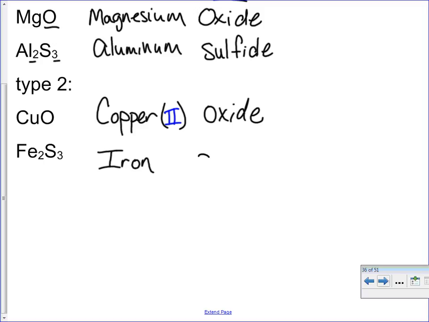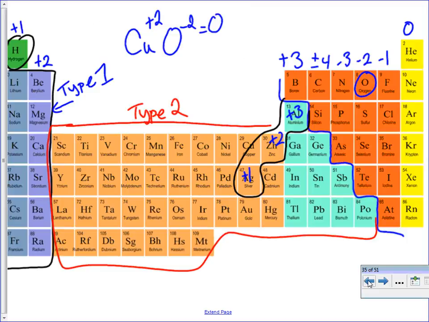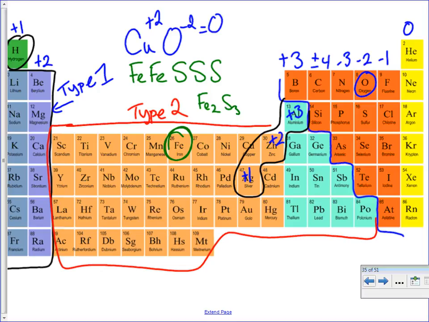And then S, just like it was up top, is sulfide. But I know that iron, if I look back, is in the type 2 section. It's right here in the middle. So I take a look. Fe2 is really 2 Fe's, and S3 is 3 sulfurs. So let's think about that compound, Fe2S3. I need to do a little bit of math. What is the charge of S? It's the same charge as O. It's sitting in the -2 column. So this is -2 each one, and I have 3 -2's.